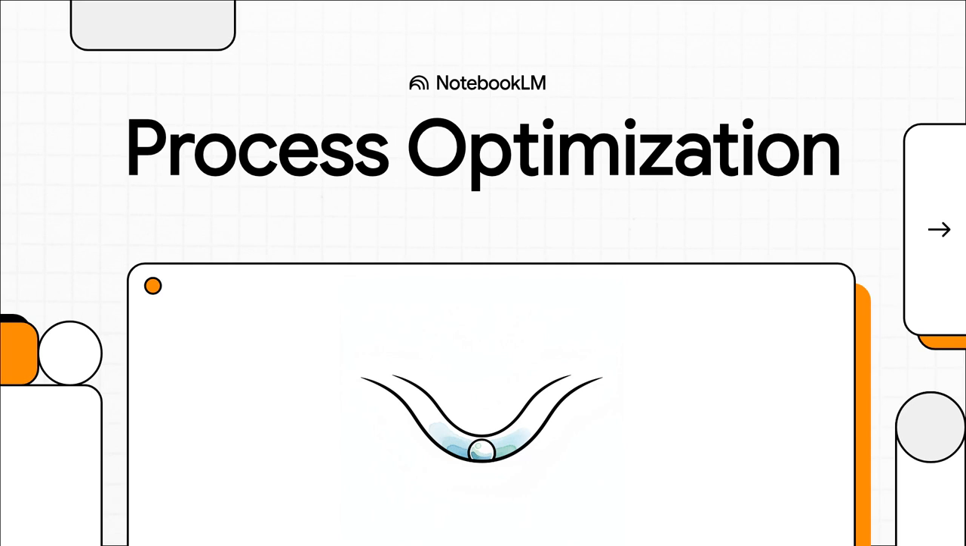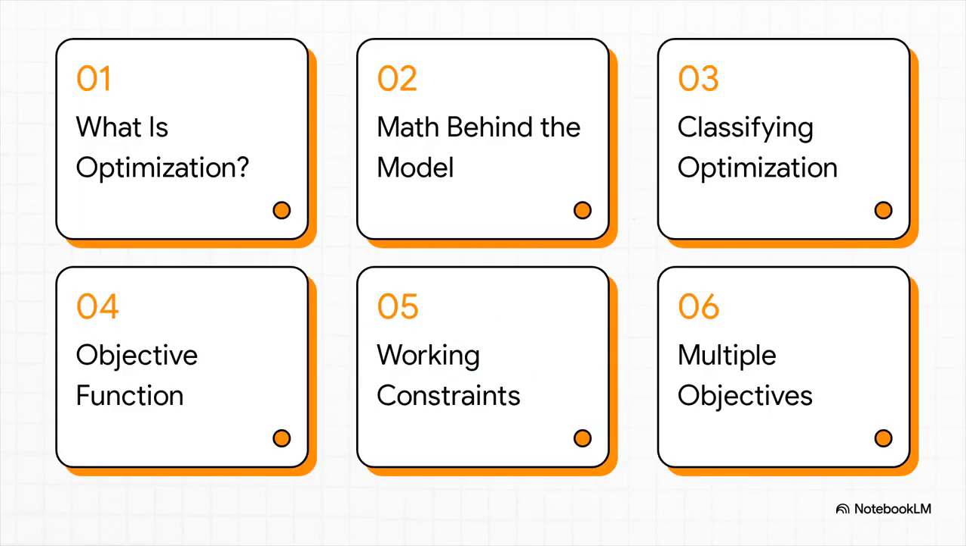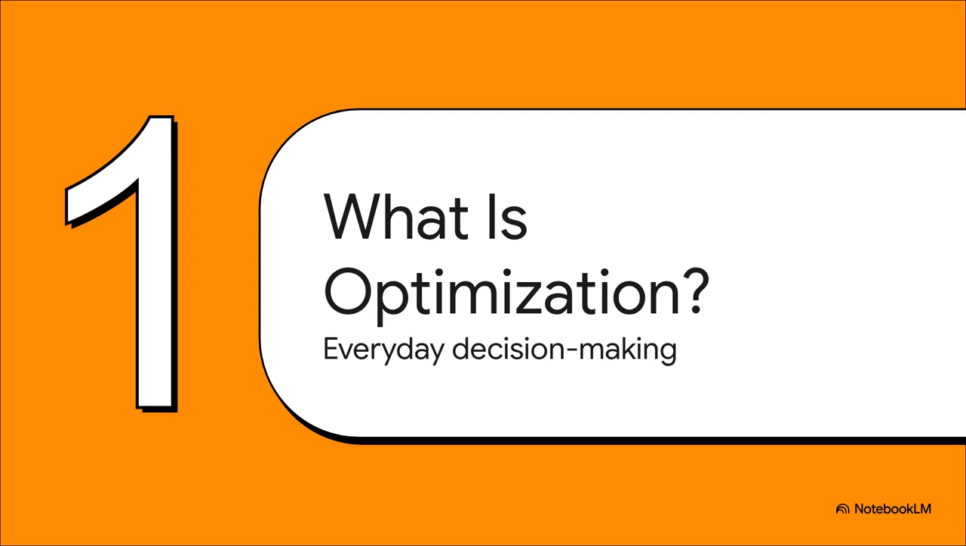clear visual frameworks. Okay, let's quickly map out our path for today. We're going to cover 1, what is optimization, 2, the math behind the model, 3, classifying optimization problems, 4, defining the objective function, 5, working with constraints, and finally, 6, tackling multiple objectives. Let's dive right in. Section 1, what is optimization?